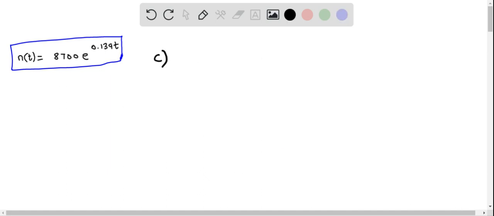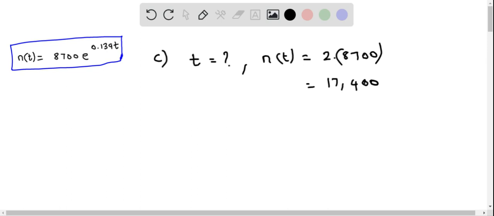Let's answer part C. Here we have to determine after how many hours the number of bacteria will double. So we have to determine the value of t such that n of t equals twice the initial amount. The initial amount is 8700, and so twice that equals 17,400. So this is the double of the initial amount. So let's plug in n of t equals 17,400 into this function and determine the corresponding t.